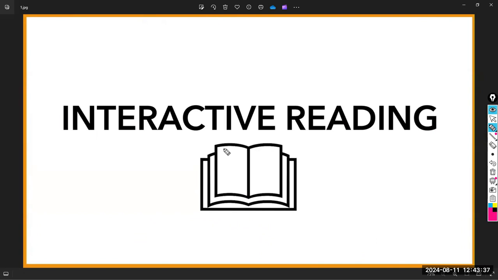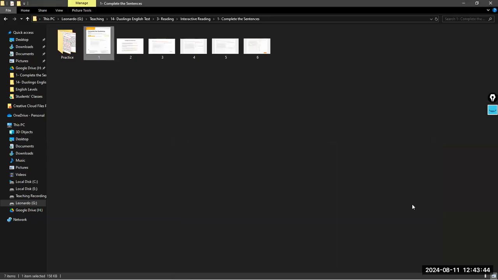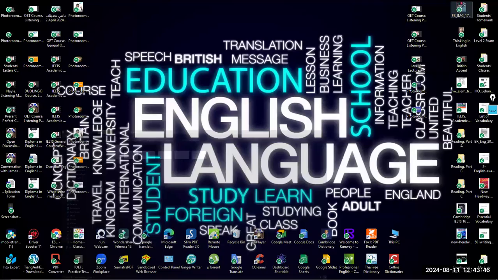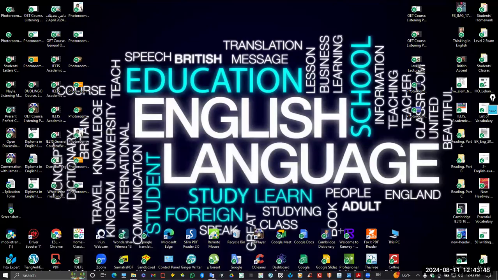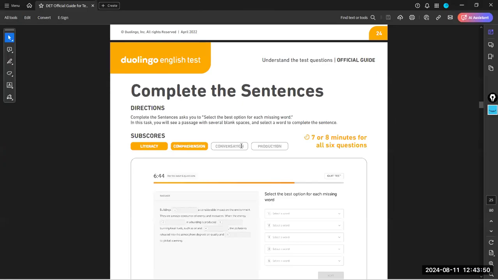So today we are going to talk about interactive reading in the Duolingo exam. When I say interactive reading, guys, I mean 5 modules. So let me show you the 5 modules under the name of interactive reading.